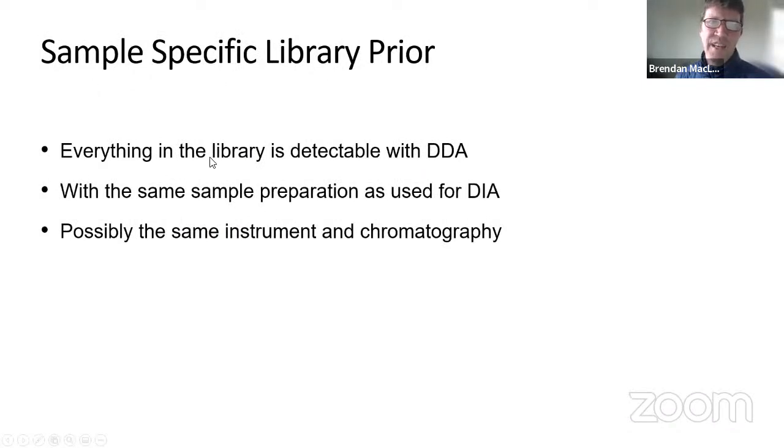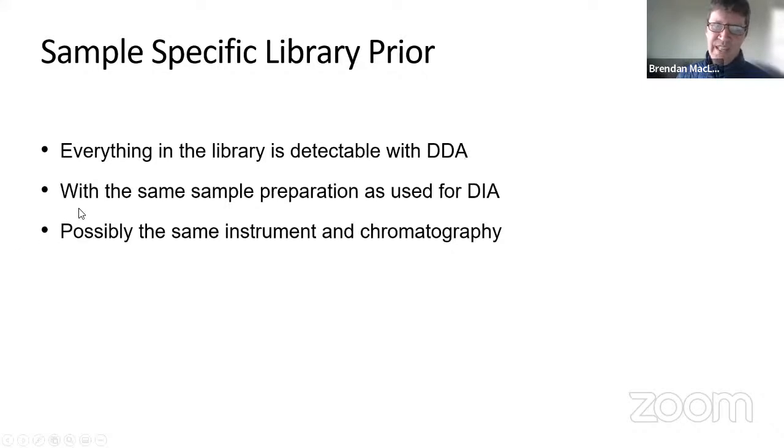The prior that you have is that everything in the library is detectable with DDA, with the same sample preparation used for DIA. We took exactly the same sample preparation, ran DDA on it a bunch, and we're going to use everything. That's as good as we're ever going to get if we use a tool like MaxQuant or some other label-free tool. In our DDA data, we can't possibly detect anything that we don't identify in MSMS.